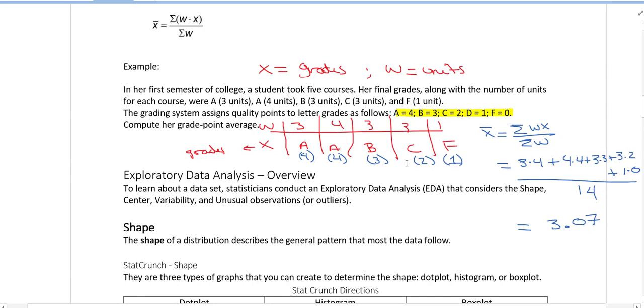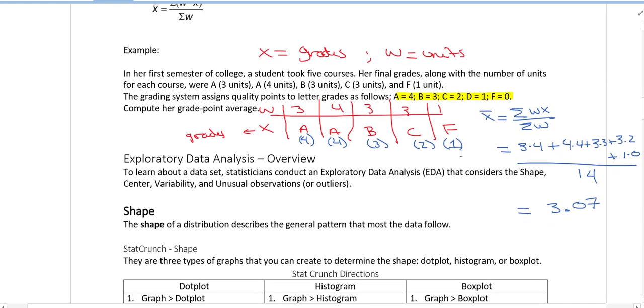Because then the F, right, if that was 4, that would have increased the number here on the bottom, the sum of the weights, but that 4 times 0 would have still been 0. So the numerator would have stayed the same, but now you're dividing by a larger number, which will make it a much smaller quantity altogether. So that's how a weighted mean works.